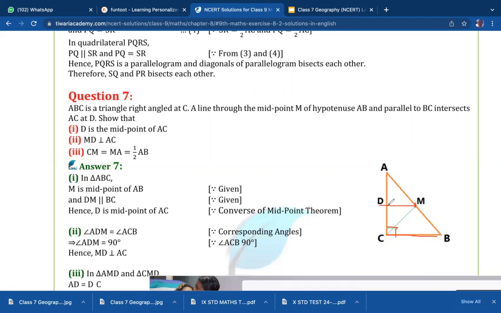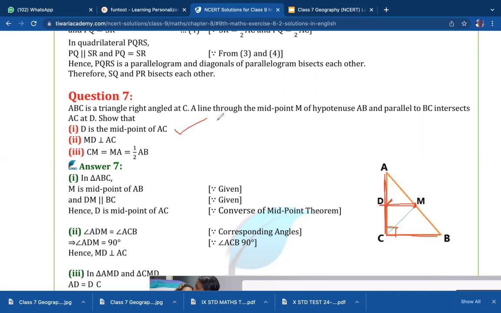So let me go one by one. Let me take only the first part. In this particular triangle ABC, M is given as a midpoint. It's also given that MD is parallel to BC. So by the converse of the midpoint theorem, what does it say? D has to be the midpoint. It bisects the third side. So what is the third side? AC is the third side. So D bisects AC. That means D is the midpoint of AC. So the first part is proved.